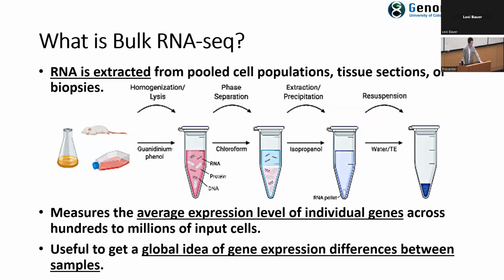So what is bulk RNA-seq? Well, that all starts with RNA that is extracted from a pooled cell population, tissue sections, or biopsies. Let's say you have a mouse, you extract some tissue out of it, or you're doing some cell culture. Essentially, you take that and you homogenize it and lyse it using guanidinium phenol, or as we better know it, Trizol.